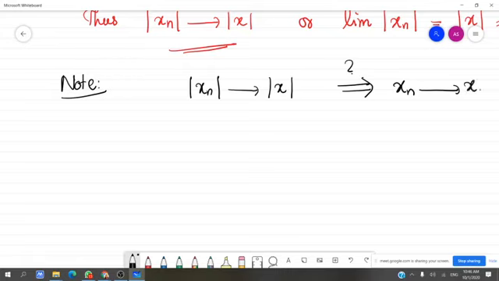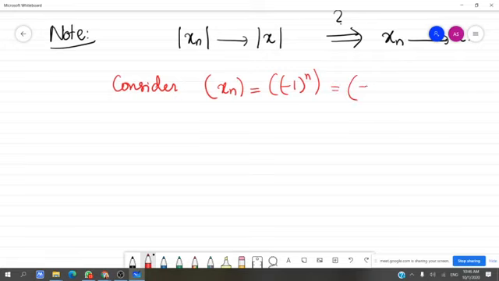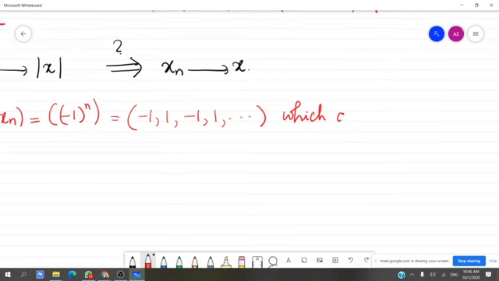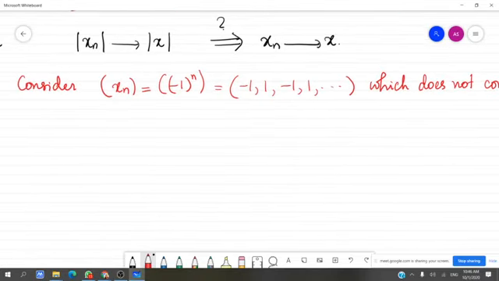Can we conclude that xn also converges to x? For that, you may consider the sequence xn equal to minus 1 raised to n. That is the sequence minus 1, 1, minus 1, 1, etc. The sequence does not converge. It is a divergent sequence, it oscillates finitely.